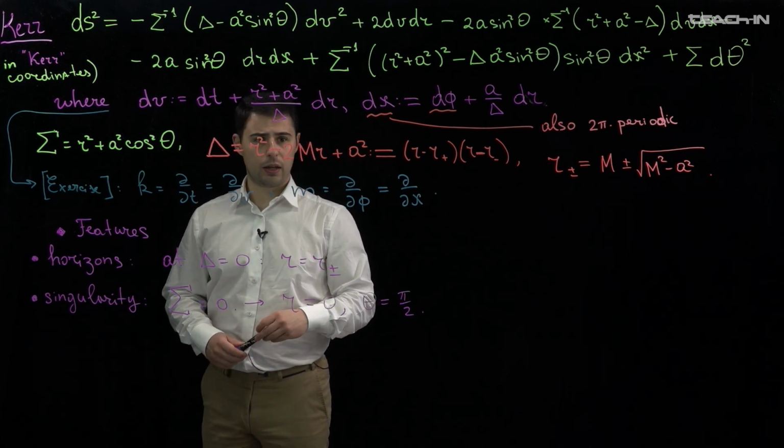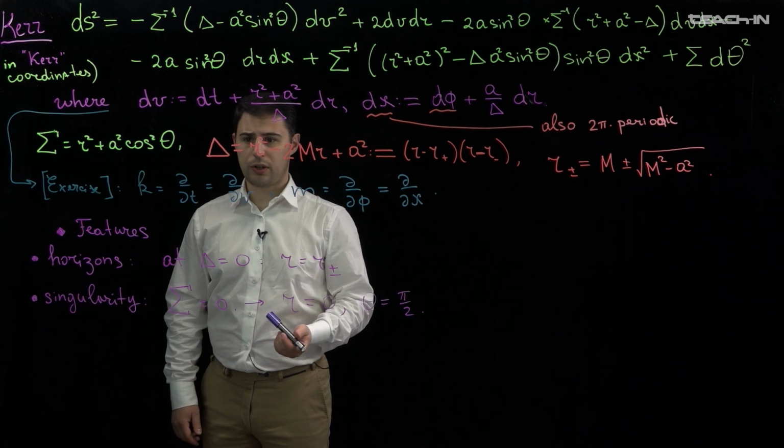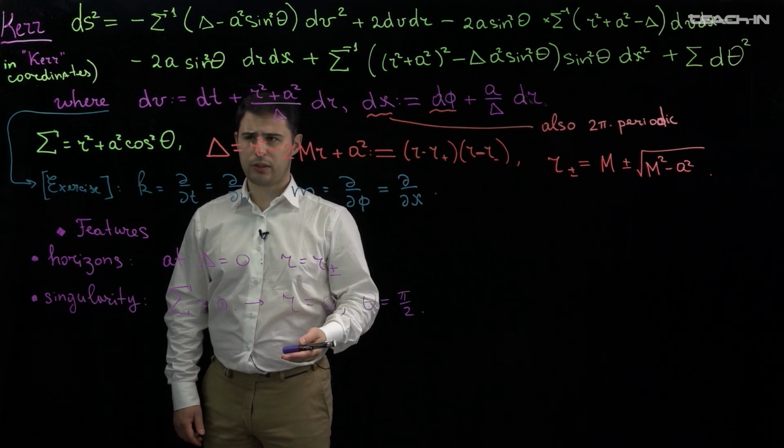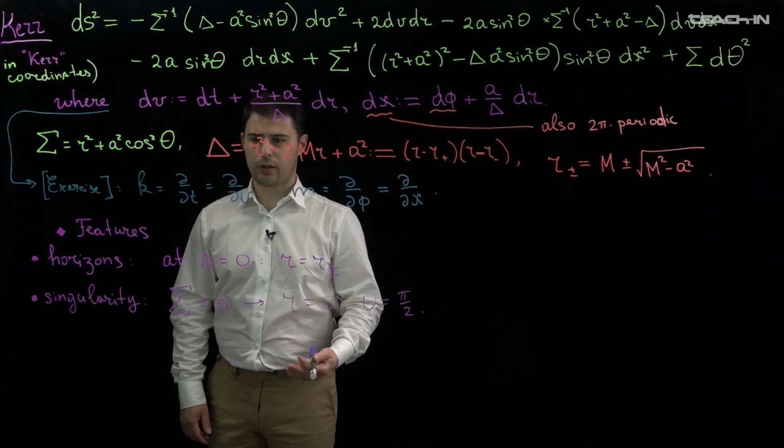Now, let us see how geometry behaves at the exterior horizon, r equals r plus.